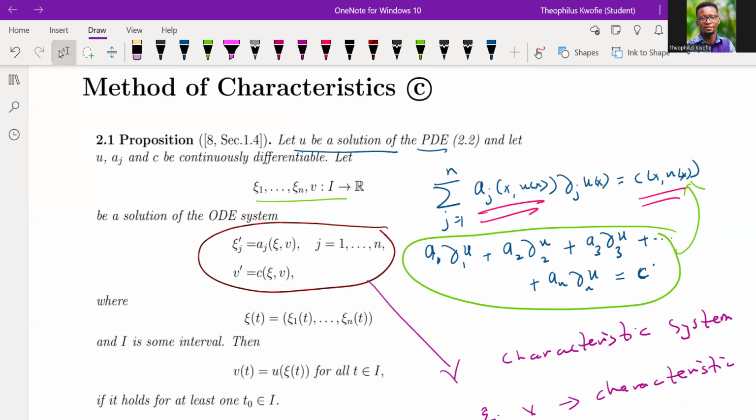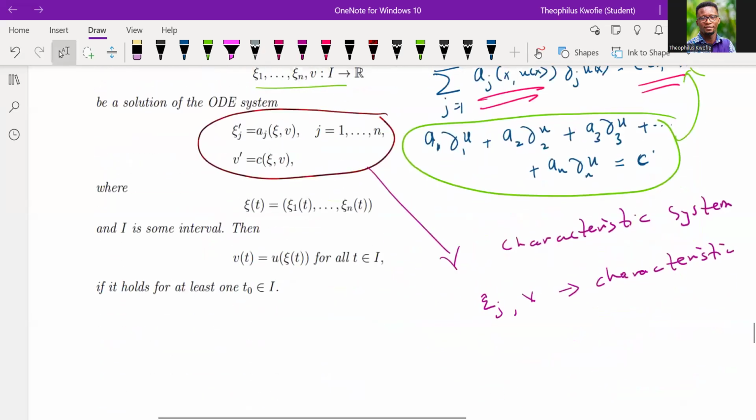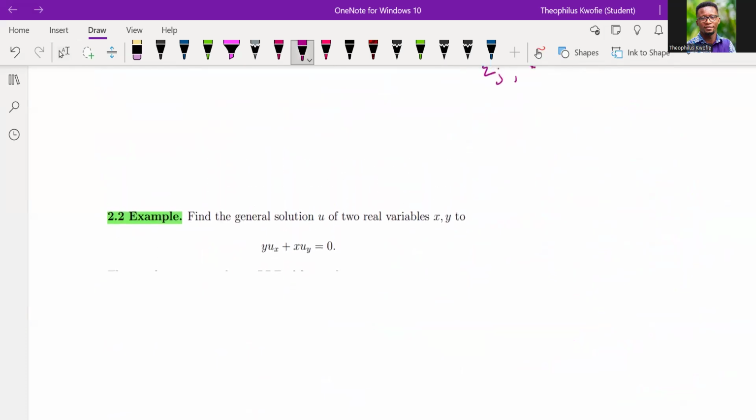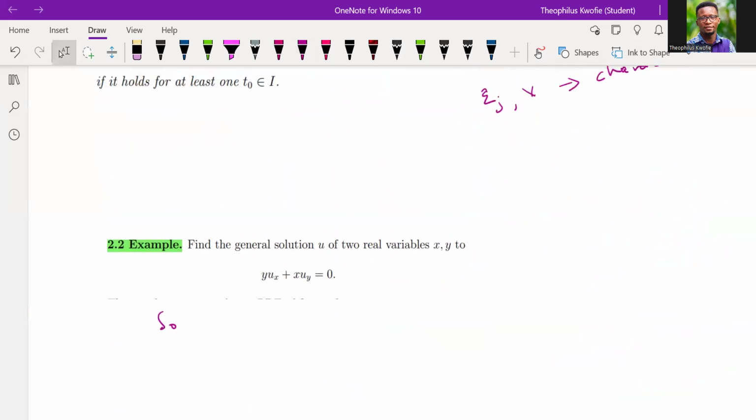So let's take note of this. Very, very important. All right, so let's look at the first problem of the day. How do we solve such a problem? How do you find a general solution u of two variables x and y to this particular PDE? How do we do that?